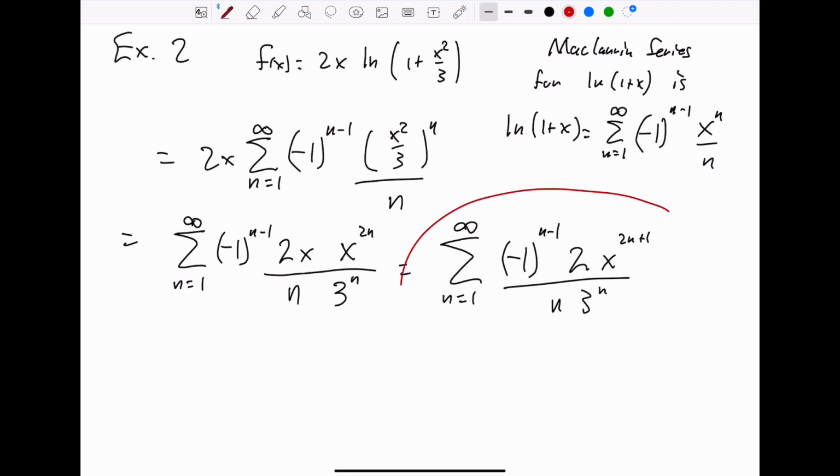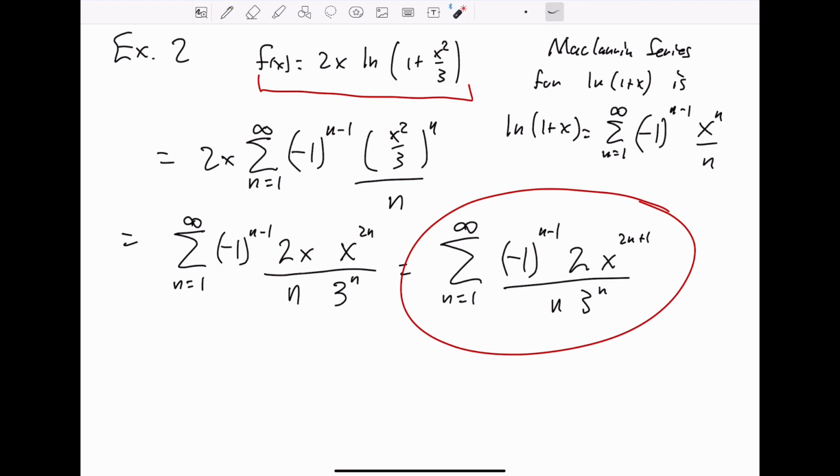Here is the Maclaurin series for the function 2x times the natural log of 1 plus x squared divided by 3. Finding this by hand from scratch using the definition of the Maclaurin series would be incredibly difficult. This would get very complex very quickly, and it would be really tough to predict the pattern that we see here. But using the Maclaurin series for the related function natural log of 1 plus x, we still have a couple messy steps of algebra, but we can get to the answer much more quickly.